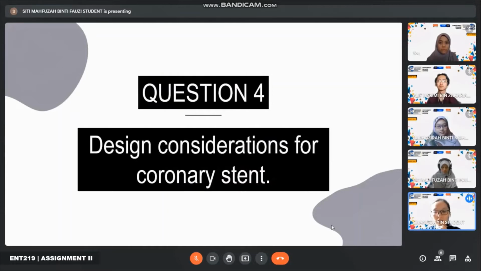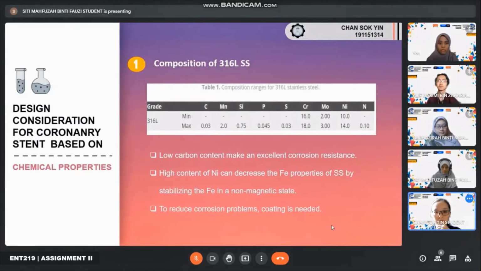In this question, we will discuss the chemical, morphological, and mechanical properties of our design for coronary stents. The material we choose for making the coronary stent is 316L stainless steel. From the slide, we can see the chemical composition of 316L stainless steel. The maximum carbon content of this material is 0.03%, thereby making this material have excellent carbon corrosion resistance. The weight percentage range for nickel is 10 to 14%. A high content of nickel can help to decrease ferromagnetic properties by stabilizing the structure in a non-magnetic state.